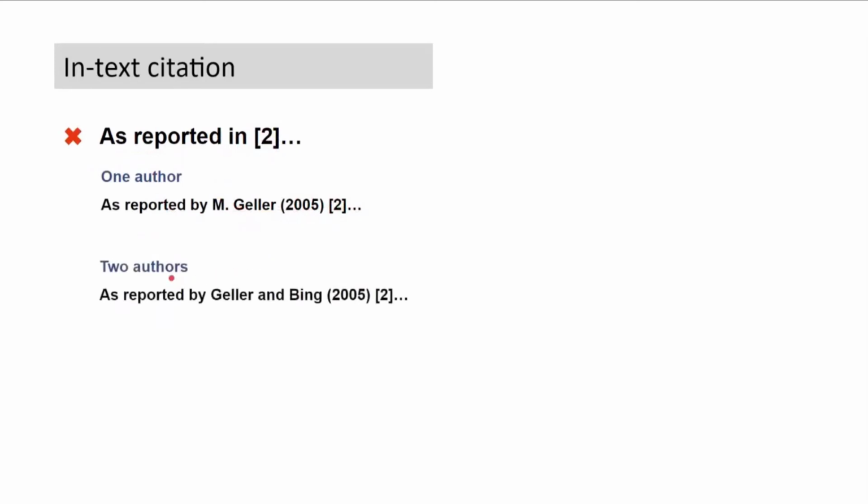If there are two authors, you will just write the last names of both the authors. So, as reported by Geller and Bing 2005. If there are three or more authors, then you will use the last name of the first author, et al. Okay? Et al means and others. So, alia, this is a compact form of alia. So do not put a period after et. Et itself is a complete word, which means and. Okay? So it means Geller and others. So last name of the first author, et al. If there are three or more authors, only then.